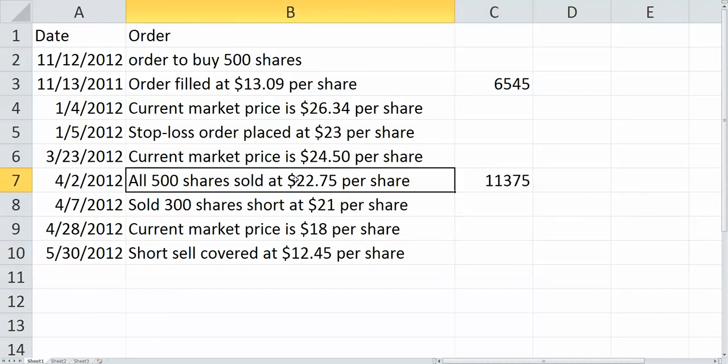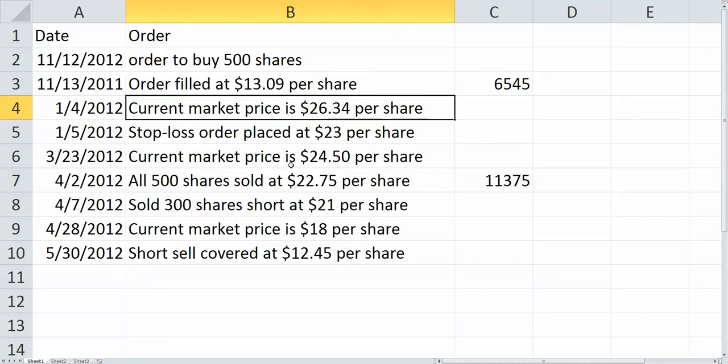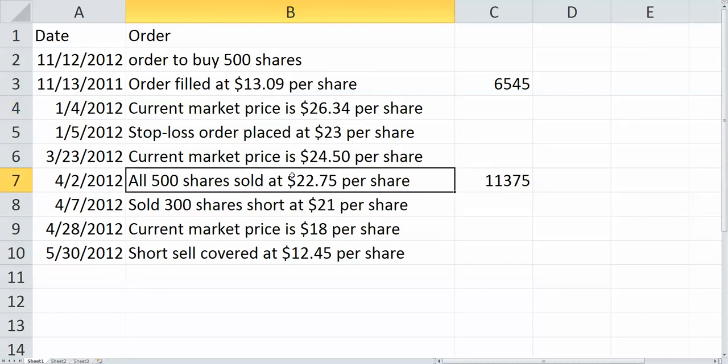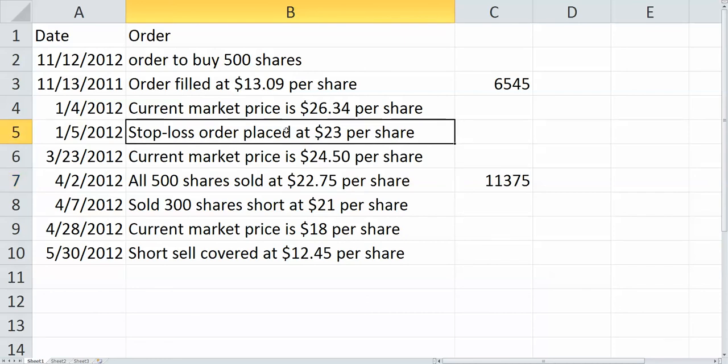I would have been better off had I sold them at $26.34, but I wasn't absolutely certain the price was going to decline, so I wanted to hold on to them and only sell them should the price drop below $23.